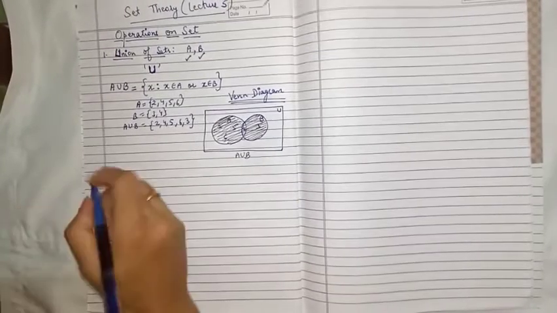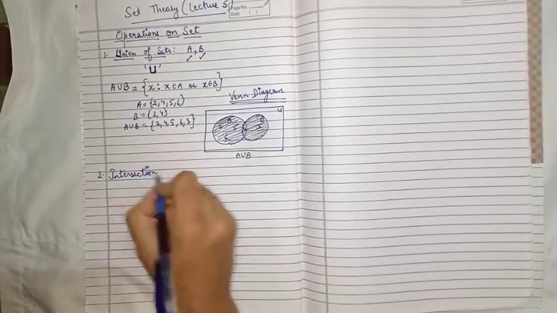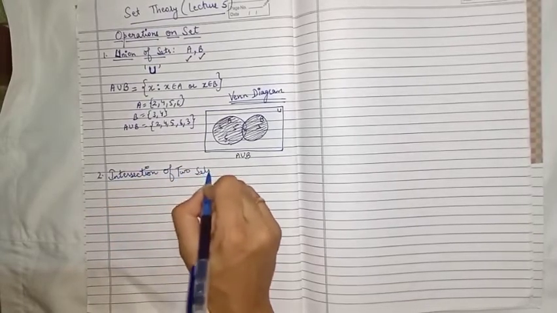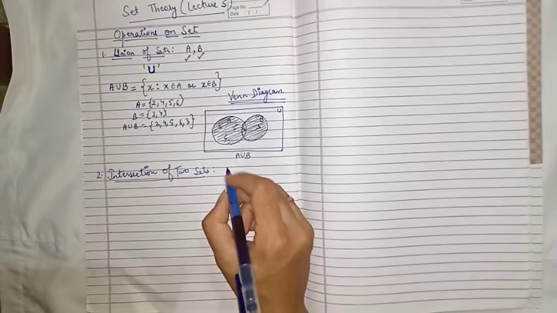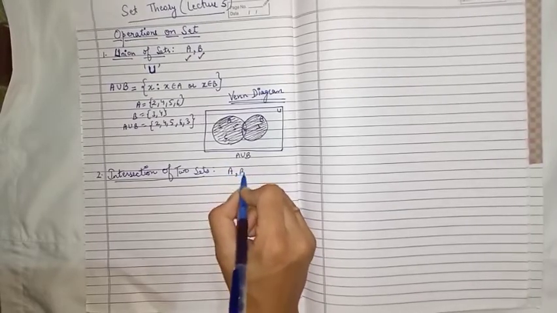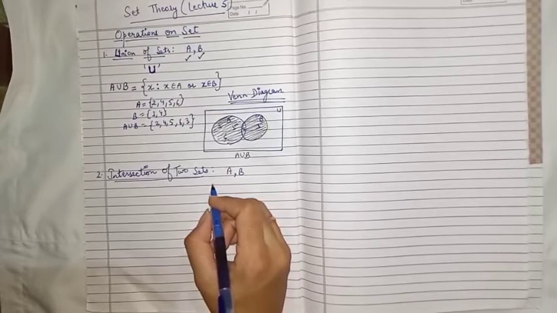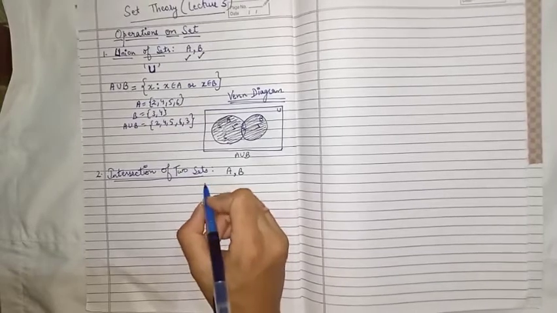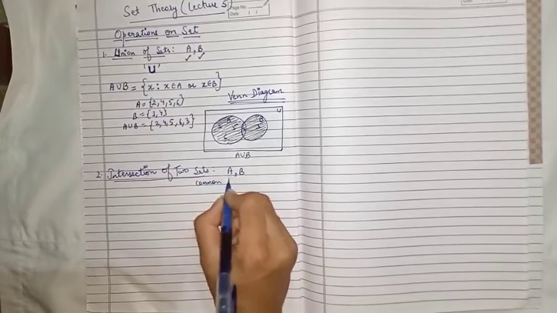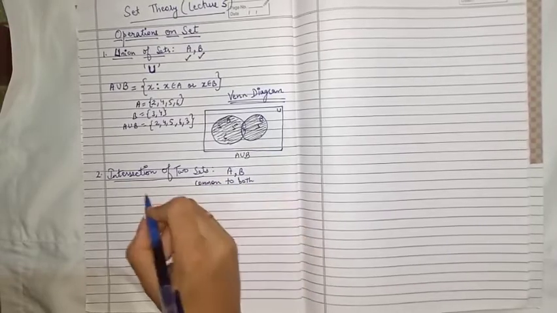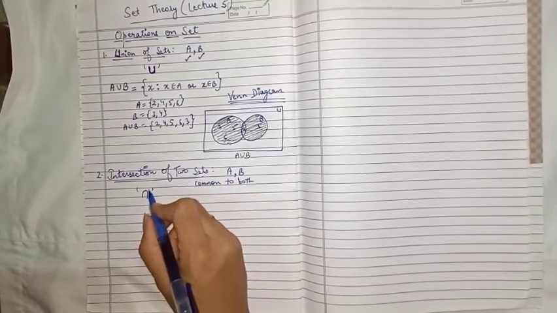The next topic is intersection of two sets. Let us consider two sets A and B. Then what is my intersection of A and B? The intersection of sets A and B is the set of all the elements which are common to both A and B, right? And the symbol for intersection is an inverted U. This is my symbol.